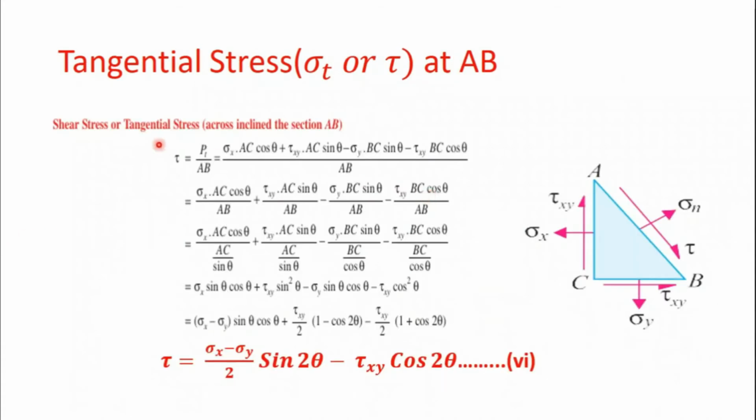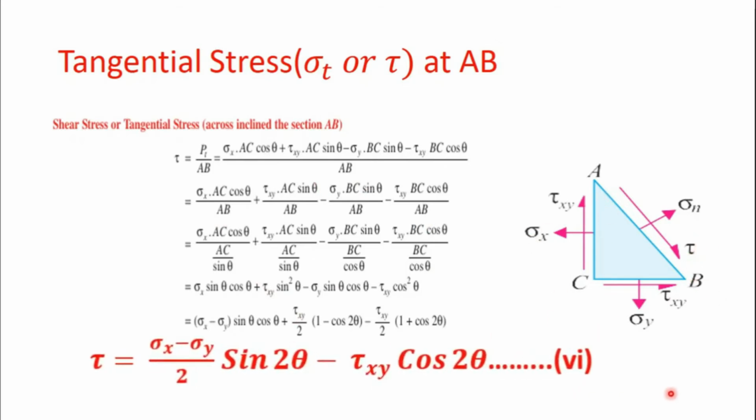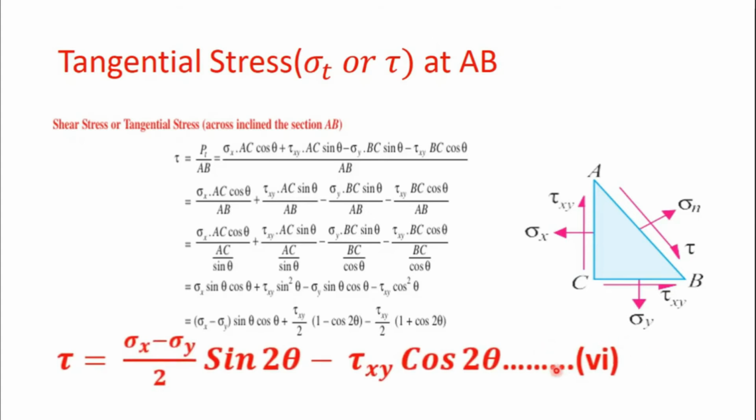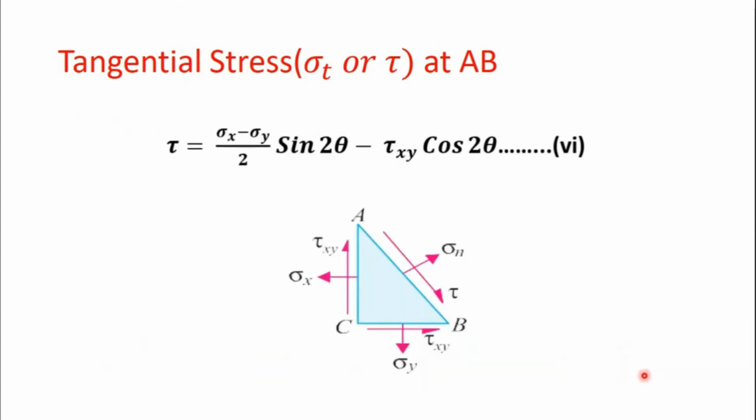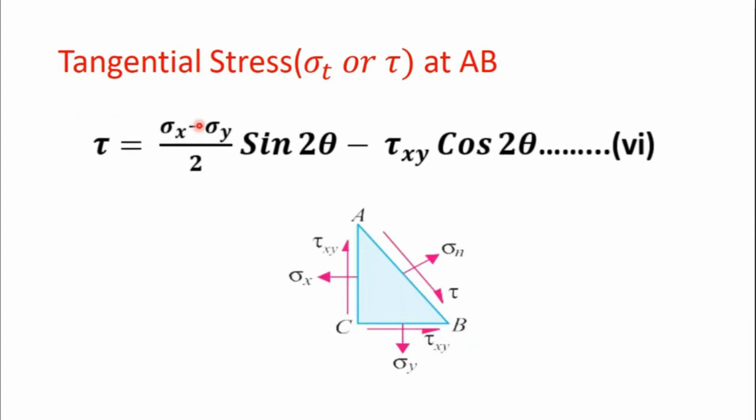Now we wanted to know about sigma t, which is tau. So sigma t equals tau equals Pt upon AB. Again, force upon area, shear stress equals force upon area. Putting the value of Pt divided by AB, rearranging the terms and using trigonometrical identities, we get tau or sigma t, which we wanted to calculate along AB, and this is the general equation of tau, our equation number 6. Tau equals (sigma x minus sigma y) by 2 into sin 2 theta minus tau xy cos 2 theta.